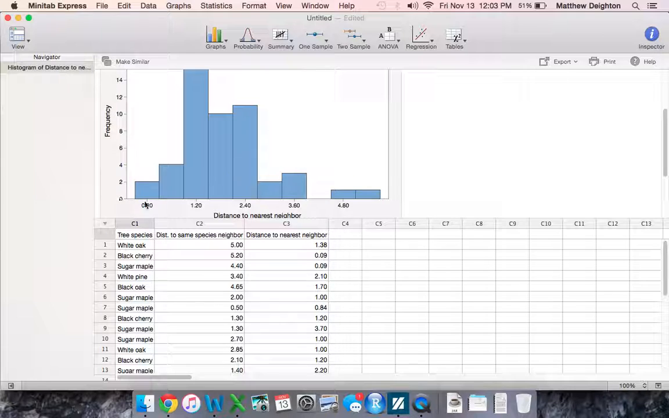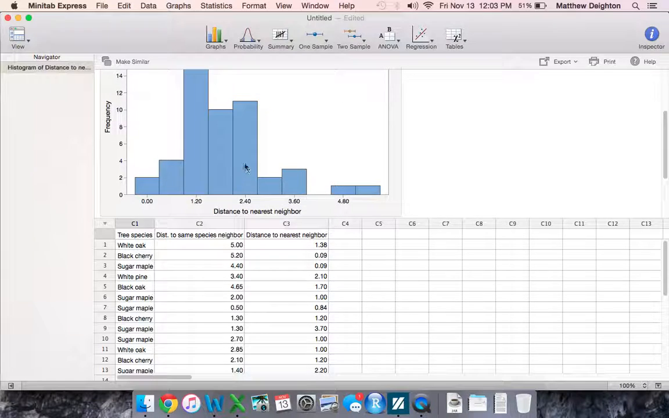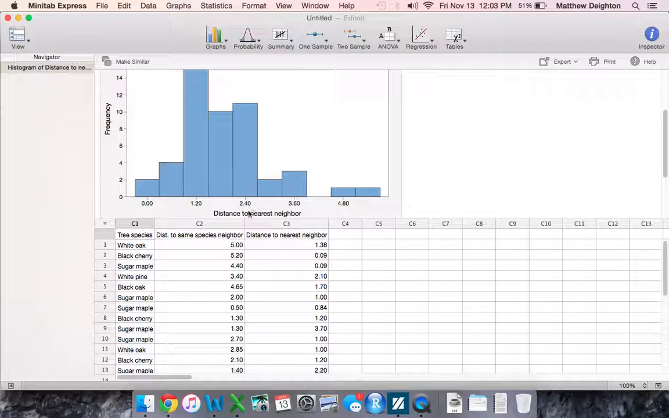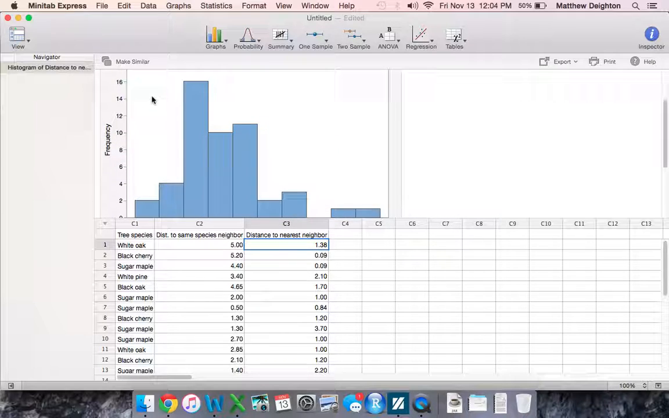So the way a histogram works is that you've got all of your distances to nearest neighbors listed out here, here being the minimum and the maximum over on the right. The frequency is then the number of times that specific distance in meters was recorded. So for this first example, for White Oak, the first data point was a 1.38 distance to nearest neighbor, 1.38 meters. Now if there were 15 1.38 measurements, then we would see 1.38 in this section of the graph with a frequency of around 15.